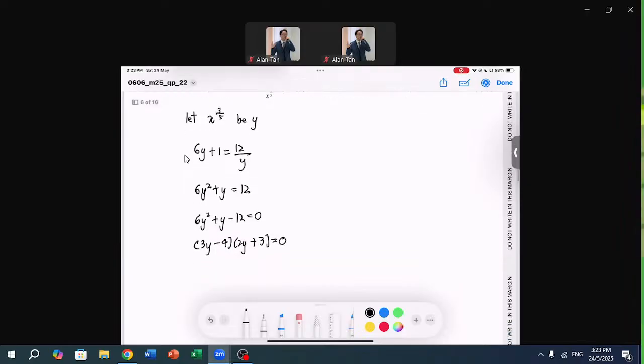Give me (3y minus 4)(2y plus 3) equals 0. 3y minus 4 equals 0, y equals 4 over 3. 2y plus 3 equals 0, y equals negative 3 over 2.